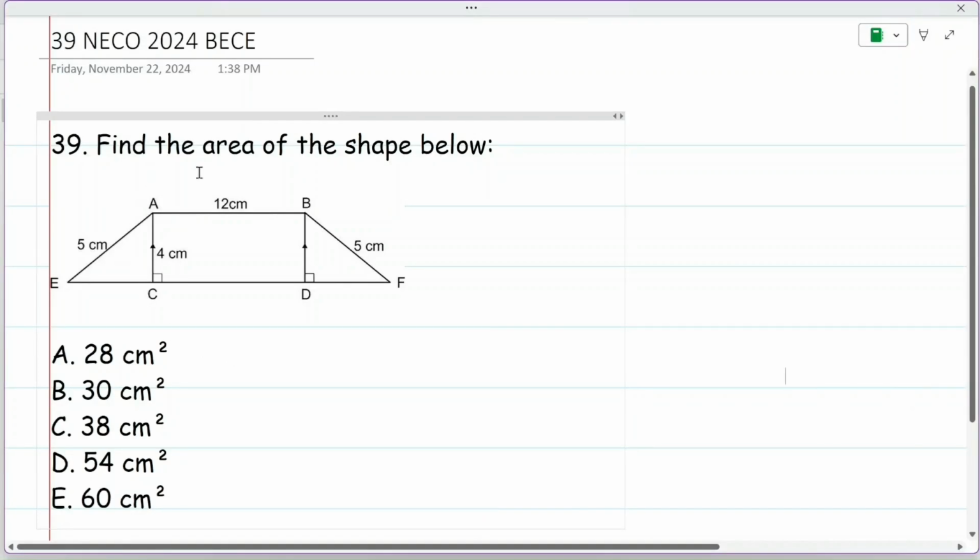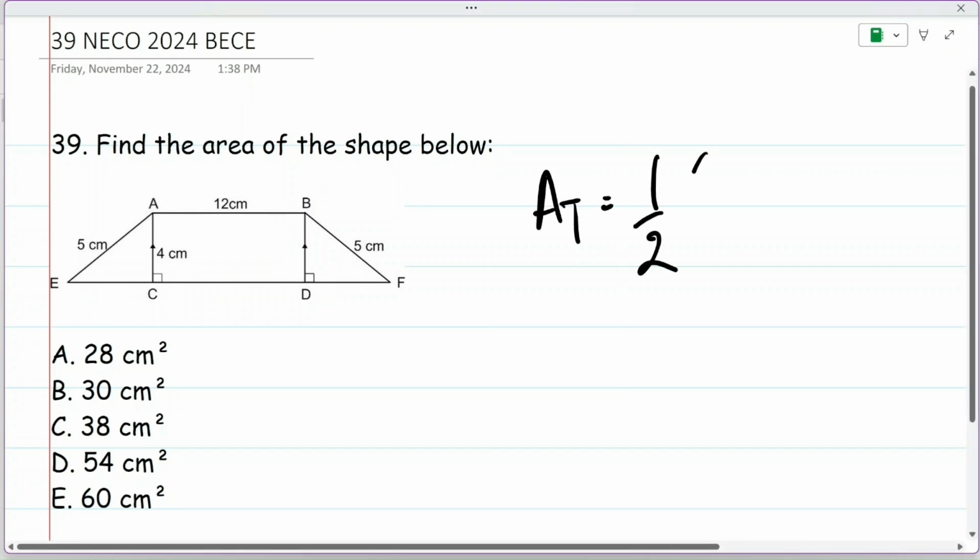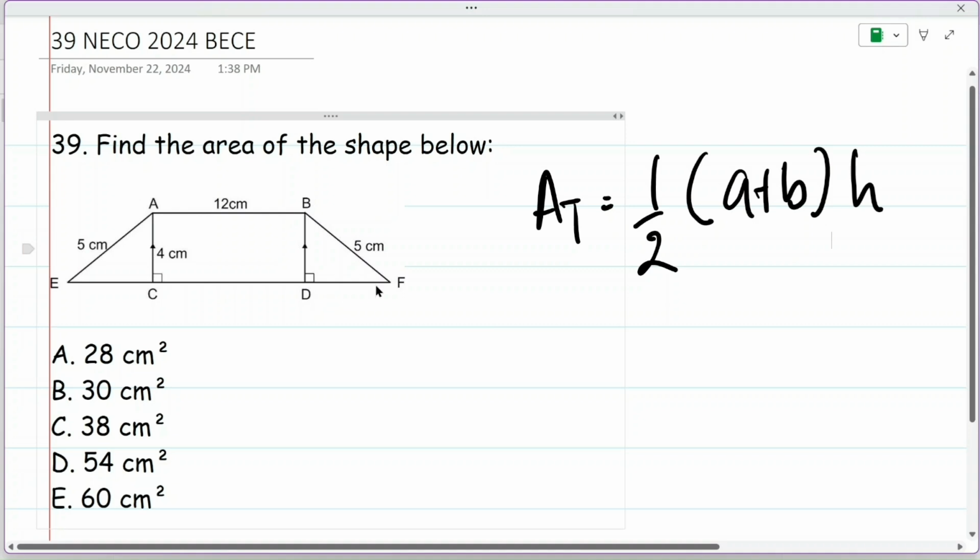Question 39. Find the area of the shape below. This is a trapezium, if you know, and the formula for the area of a trapezium is half into open bracket a plus b, close bracket, h, where this can be a, that's AB, and this can be b, line E to F. This line that runs from E to F.